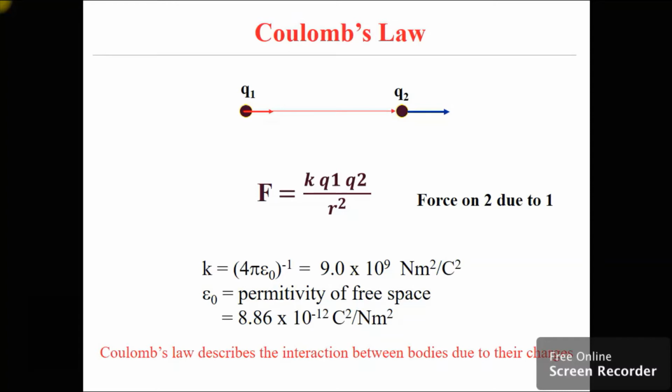Now, if these two things, Q1 and Q2, are a distance apart, then you take that distance, R, and you square it. Do you remember the gravity equation? The force of gravity goes down the further apart two things get, and it's because it's divided by the distance squared. It's the same idea here. The radius, the distance between the two things, squared.